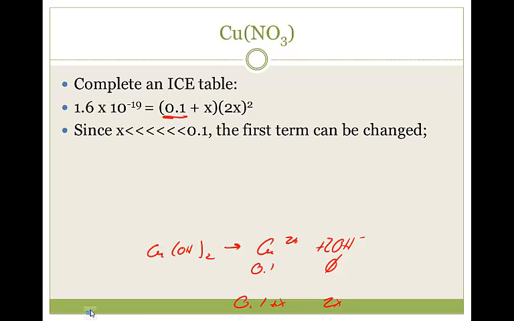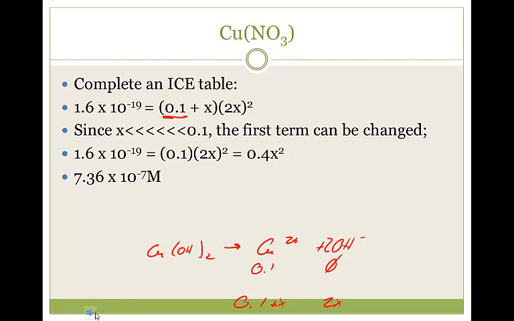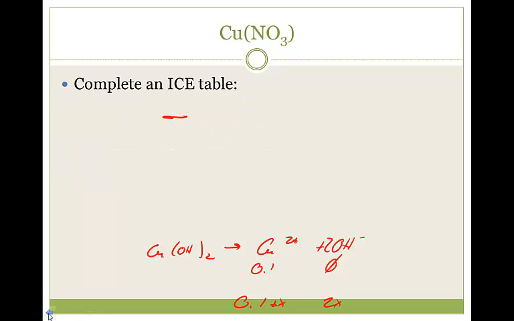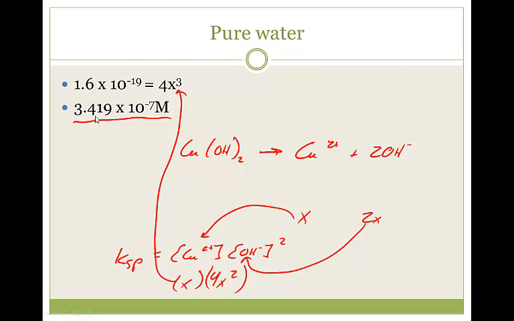Now what we'll do, just as in all previous ice tables, is avoid the quadratic equation: we're going to assume that x is negligible and just get rid of it. So this time when we solve for the value of x, we're going to see something that is much less soluble than pure water. If we remind ourselves of what the solubility in pure water was, that was 3.419 times 10 to the negative 7th.